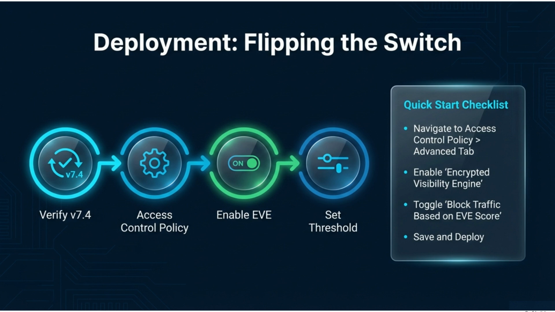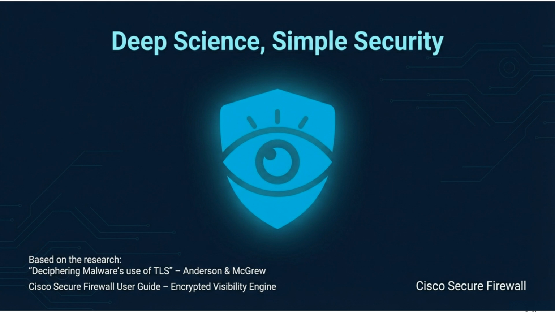For our version 7.4 Quick Start checklist, simply navigate to your Access Control Policy and select the Advanced tab. Next, enable the Encrypted Visibility Engine, toggle block traffic based on EVE score, set your desired threshold, and hit Save and Deploy. Ultimately, EVE delivers deep science with simple security.